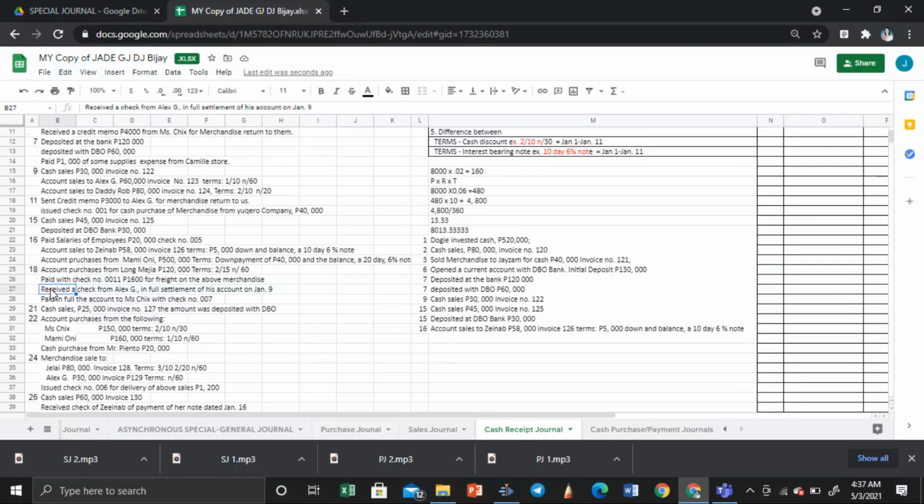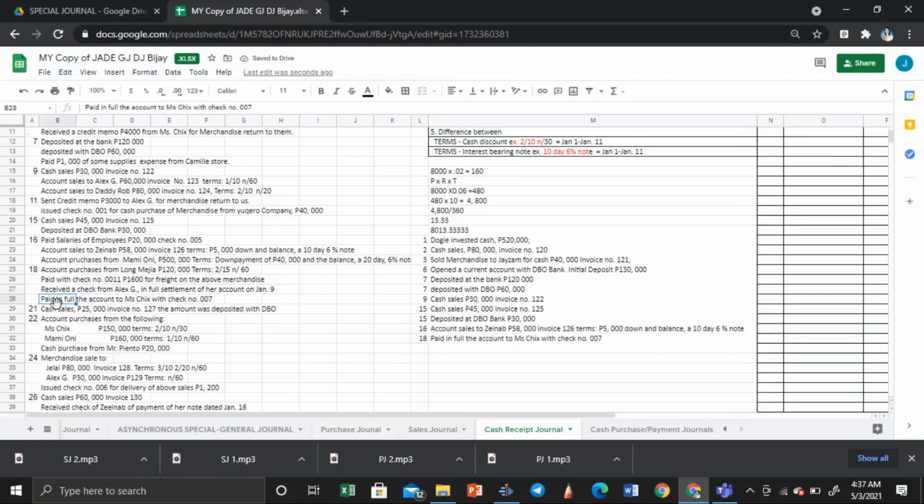Receive a check from Alex Gonzaga in full settlement of her account. Ayan, ayusin lang natin. Then, on January 9, so tignan mabuti, ito ay full payment ni Alex G. Isasama ba natin? Full payment daw sa atin yan ni Alex G. What do you think? Yes po, ikakopy po natin yan, and then ipipaste po natin dito, and then lagay nyo lang yung date na, January 18.